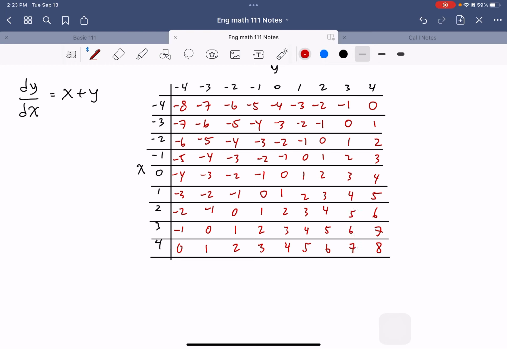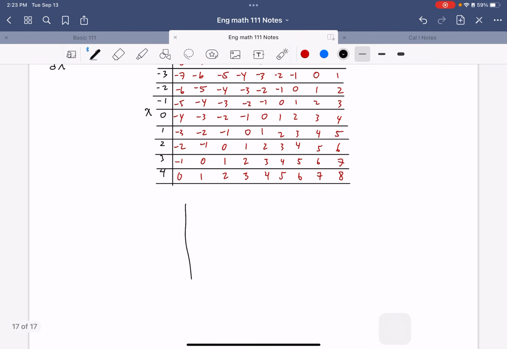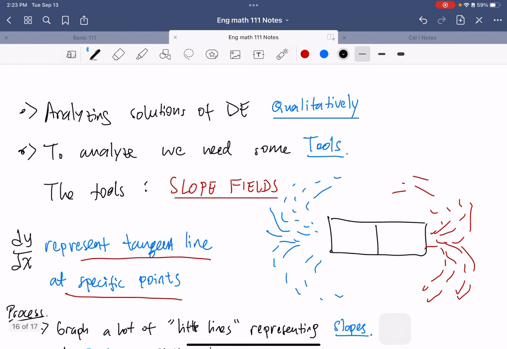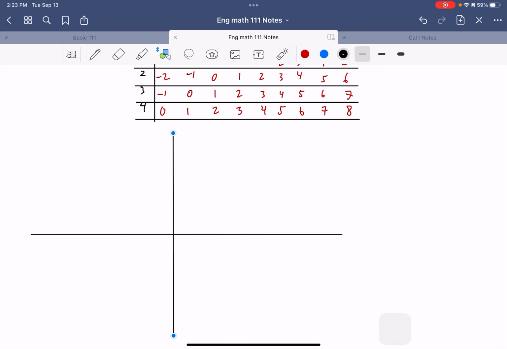Okay. Now from these numbers, we can set up another axis. So let's prepare our axis. Okay, this is y-axis, x-axis. And we can start by maybe taking 4 units on each axis.